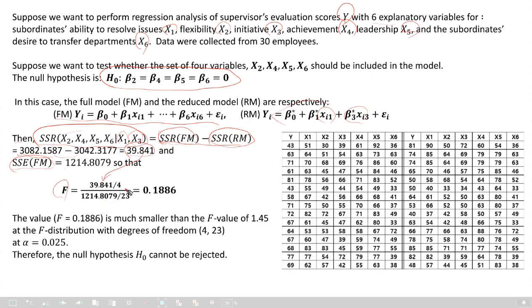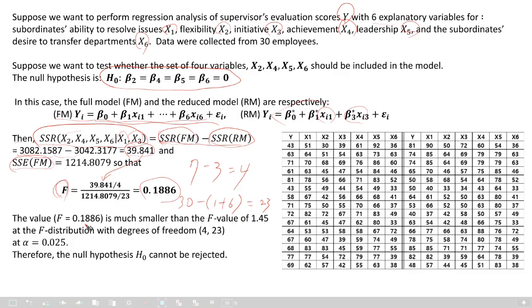So the F statistic is 39.841 divided by its degrees of freedom. How many parameters here? 7. How many parameters here? 3. So the degrees of freedom of the SSR part, the numerator, is 4. And for the denominator, the degrees of freedom is 30 minus (1 plus 6), so it is 23. You have to calculate this by hand. So the F value is 0.1886.